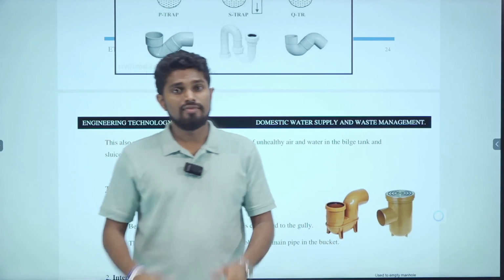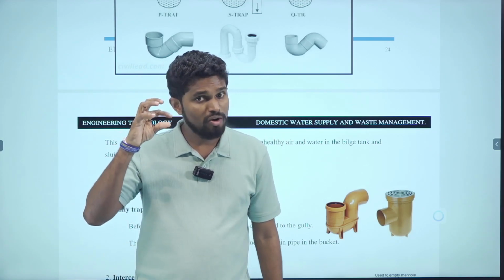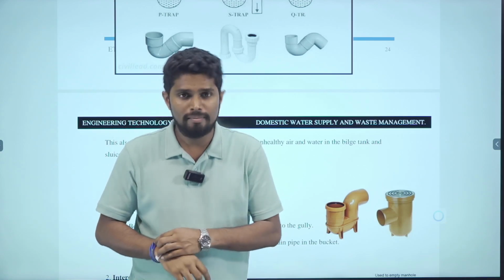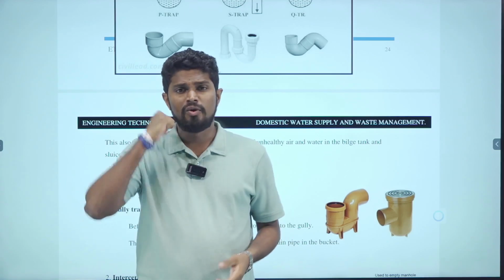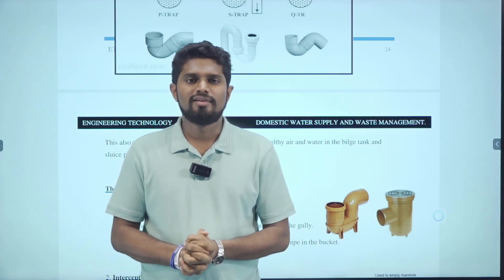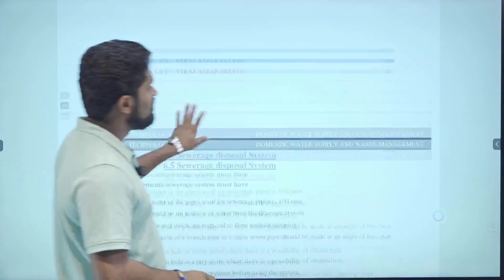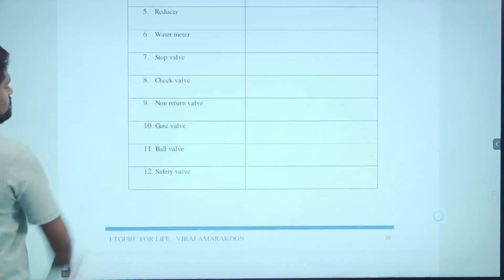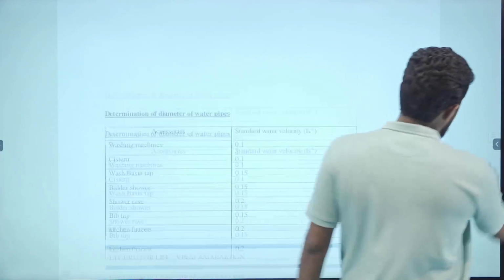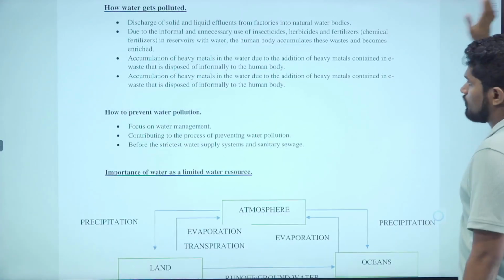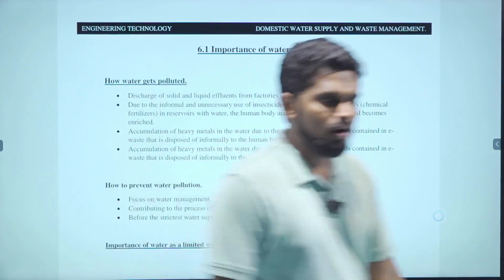If you consider the weight for the paper, according to our module we can collect 70 marks from the paper. From the 70 marks, we can collect around 4 or 5 marks from the domestic water supply and waste management lesson. Now we are going to start the session, guys. So, ready? I am moving to the first part. If you have any doubt, please ask.